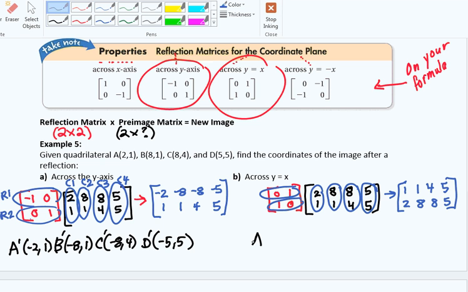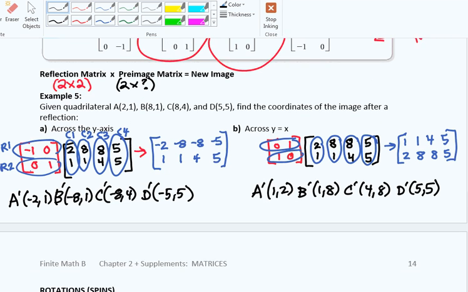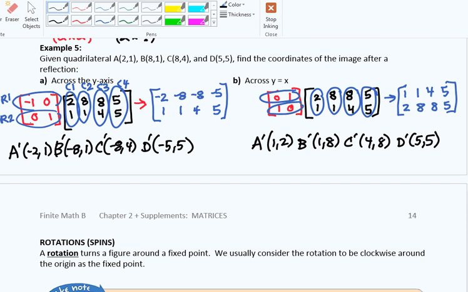You can see that after the reflection across y equals x, we have new points of 1, 2. We have a new point of 1, 8. We have a new point of 4, 8. And we have a new point of 5, 5. So essentially what happened is all the y's became x's and all the x's became y's. And again, multiplying by these are usually pretty easy to do because you usually have a 0, so it knocks out one of the values, and you just have a multiplier by 1 or negative 1 on your other number.